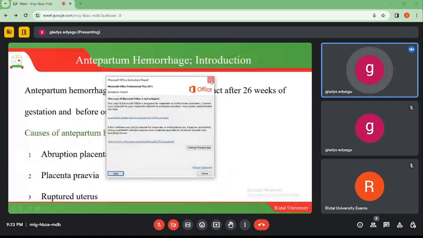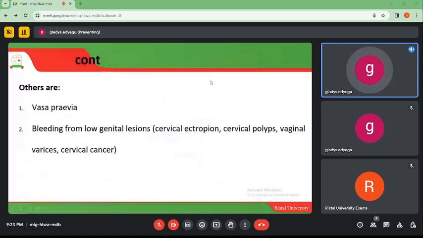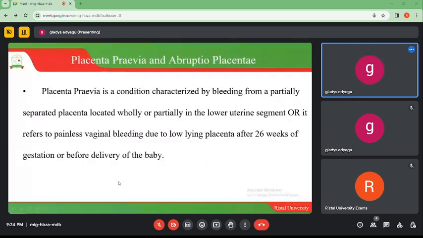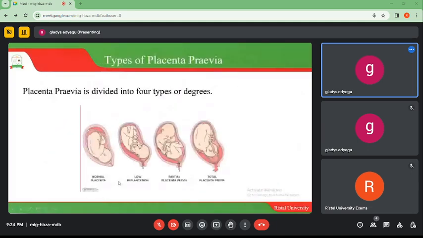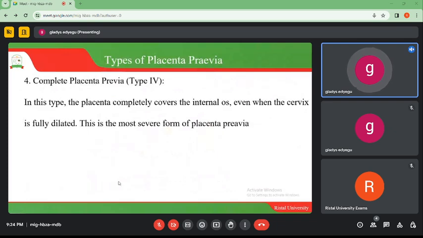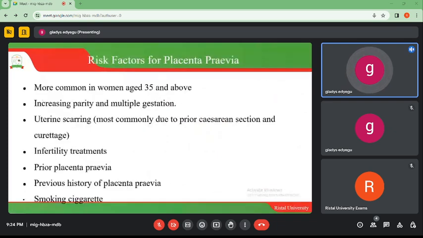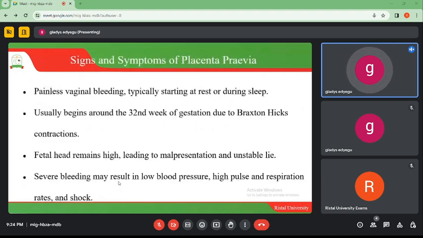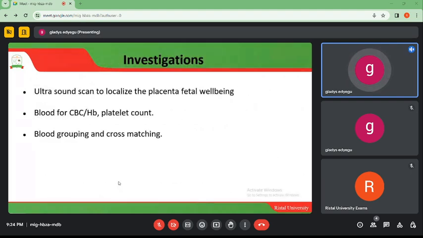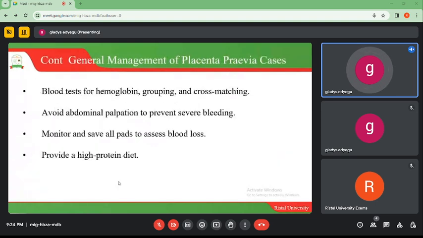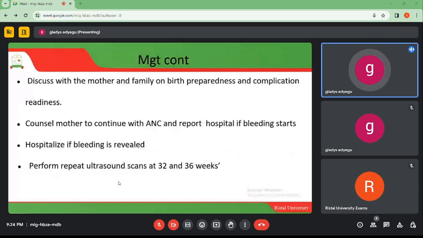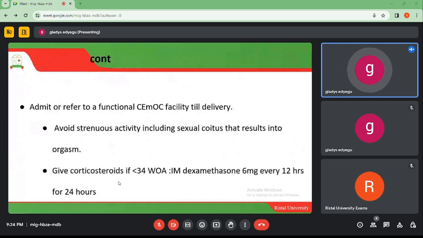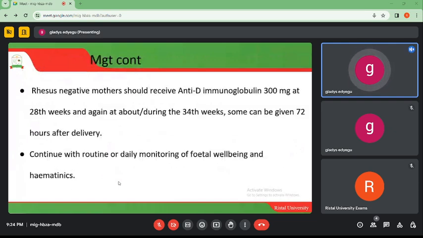Of placenta previa, and I think we had moved very far. We had already talked about the different types of placenta previa. We had already talked about the risk factors, differential diagnosis, signs and symptoms, the possible investigations. We had done the management, and we were handling the slide about mild bleeding, how you manage mild bleeding, and we were almost ending the presentation on mild bleeding.